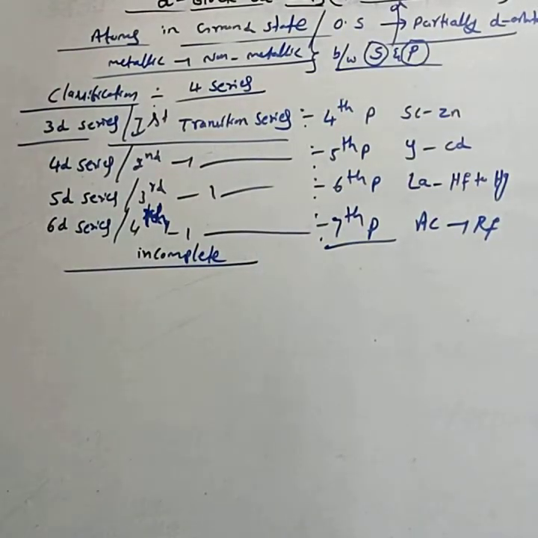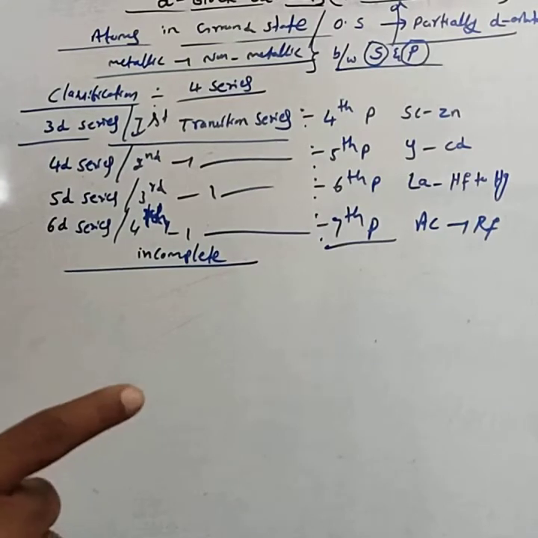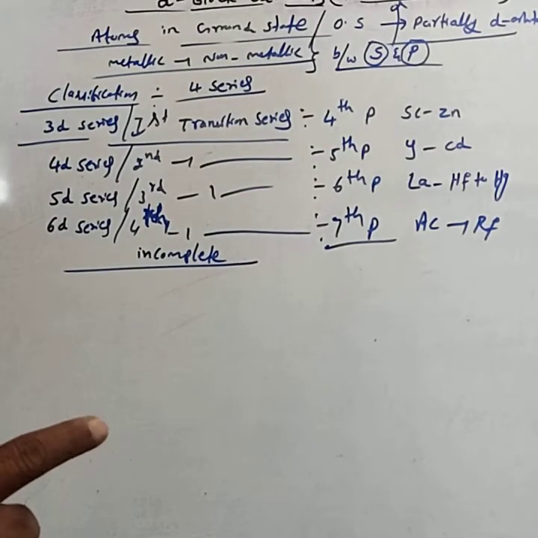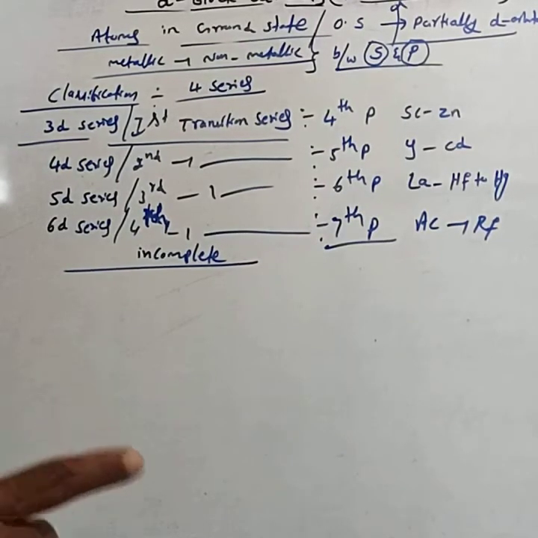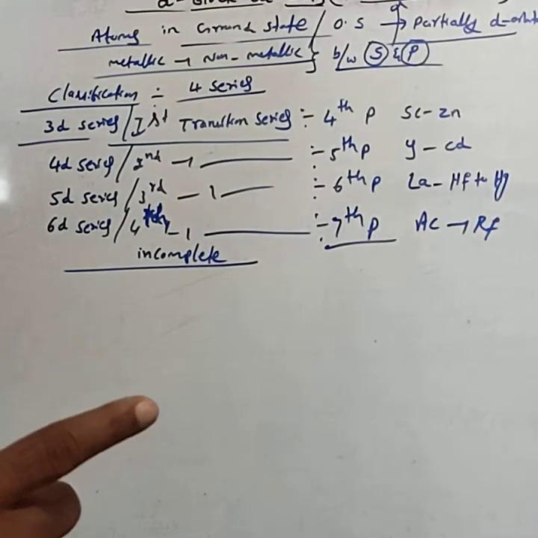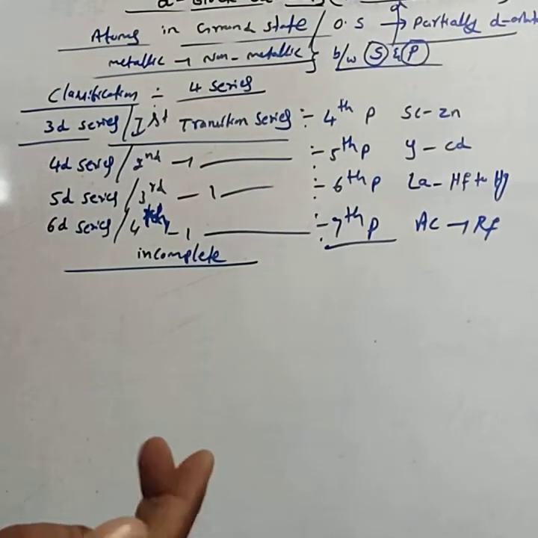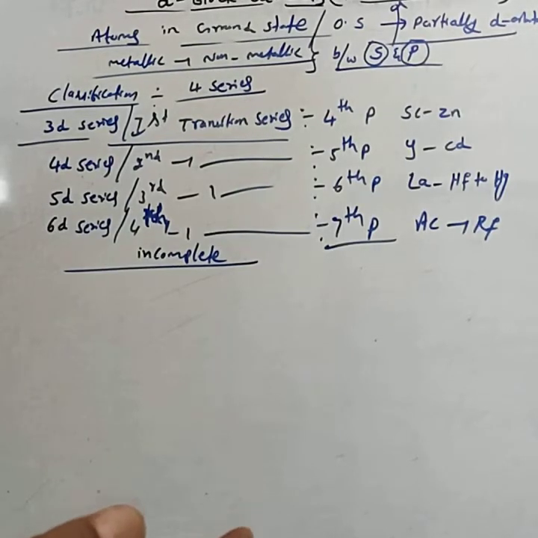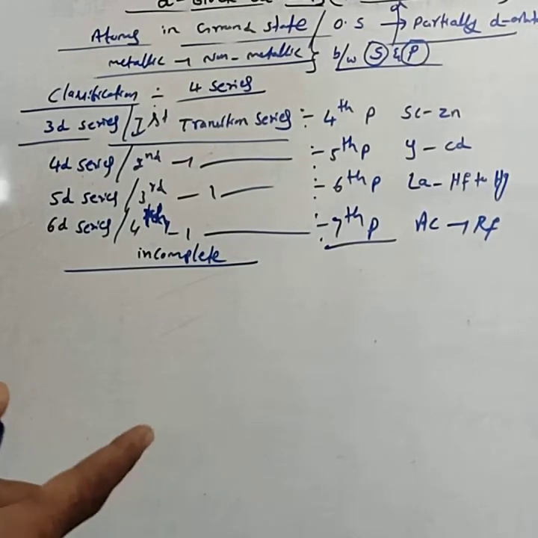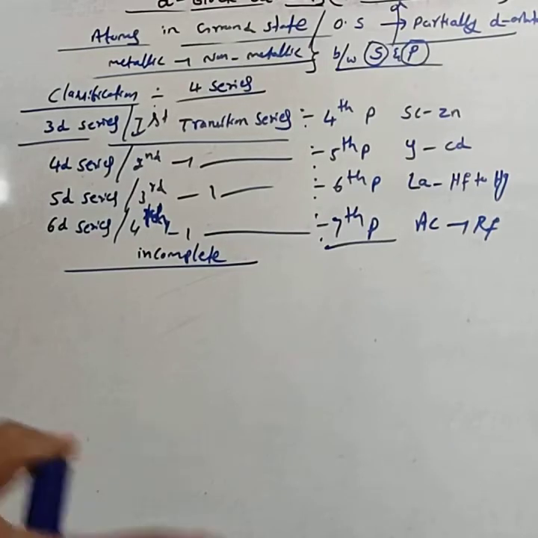Then you study the electronic configuration. This chapter nearly carries 6 marks. D block elements carry 6 marks. From the general properties, they can ask one question for 3 marks. Then from the two transition element compounds, potassium dichromate and potassium permanganate, they can ask one question.